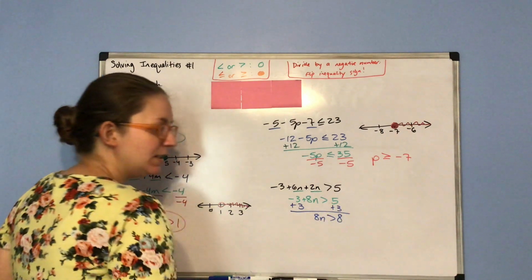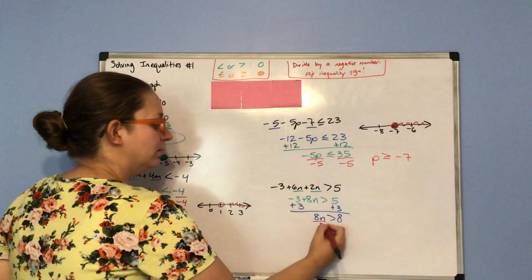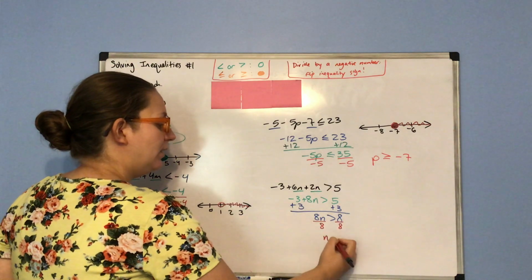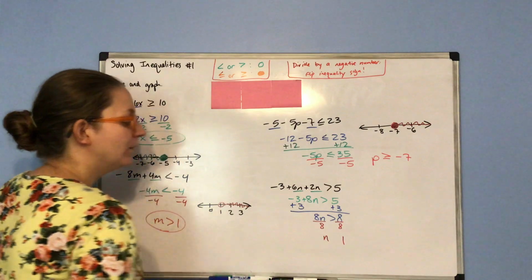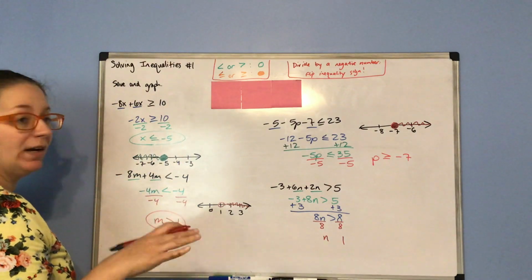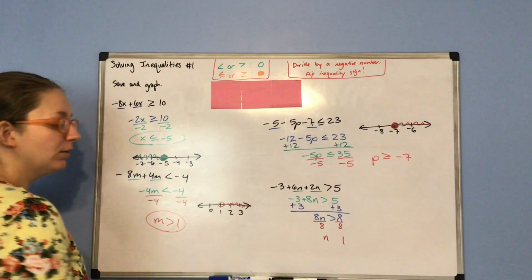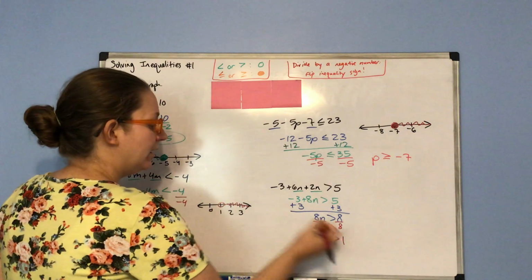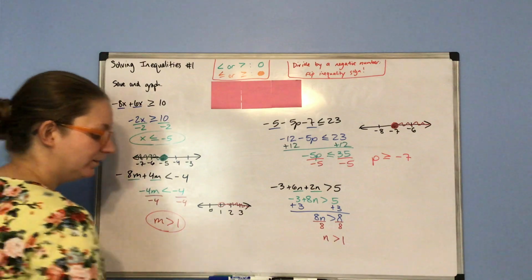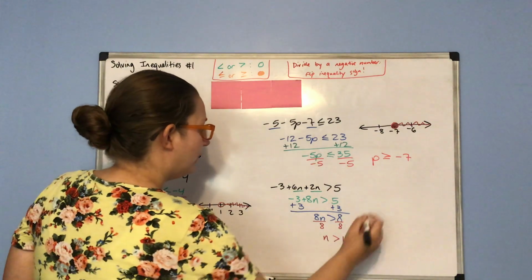And then last but not least, I divide by the number in front of n. So I get just n here. 8 divided by 8 is 1. Since I divided by a positive number, I don't need to flip my sign this time. I only flip my inequality sign if I divide by a negative. So my inequality sign gets to stay facing the same direction. Let's graph that.